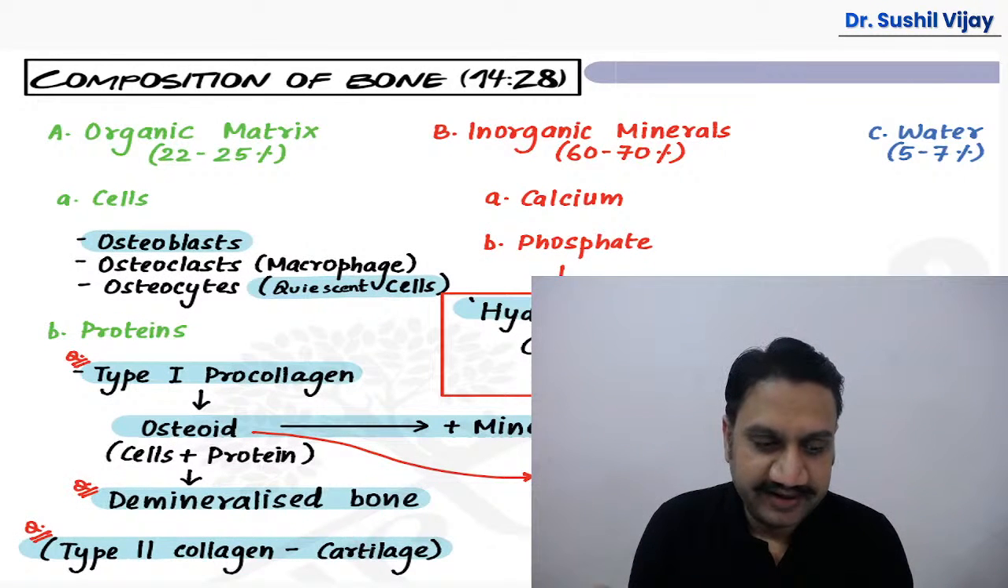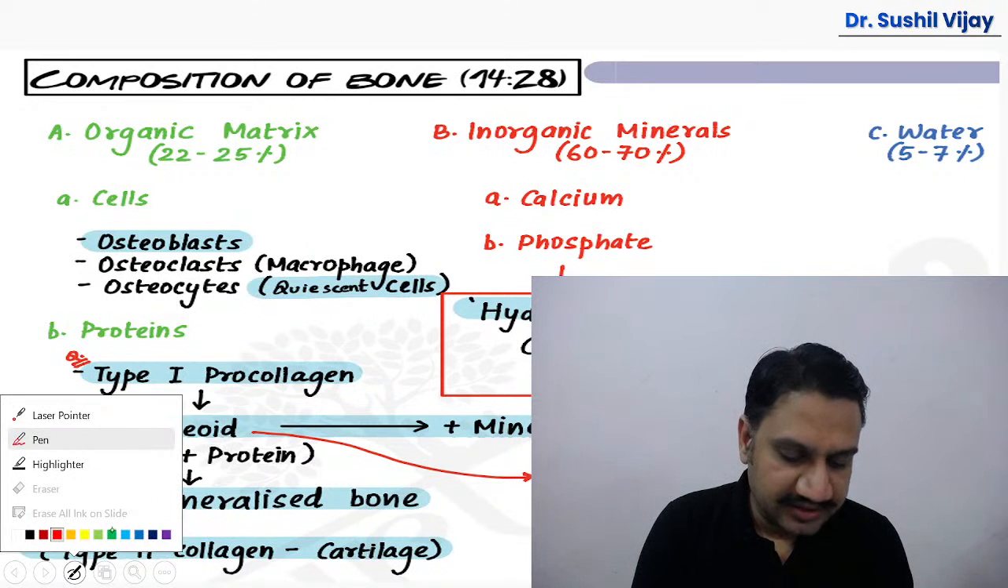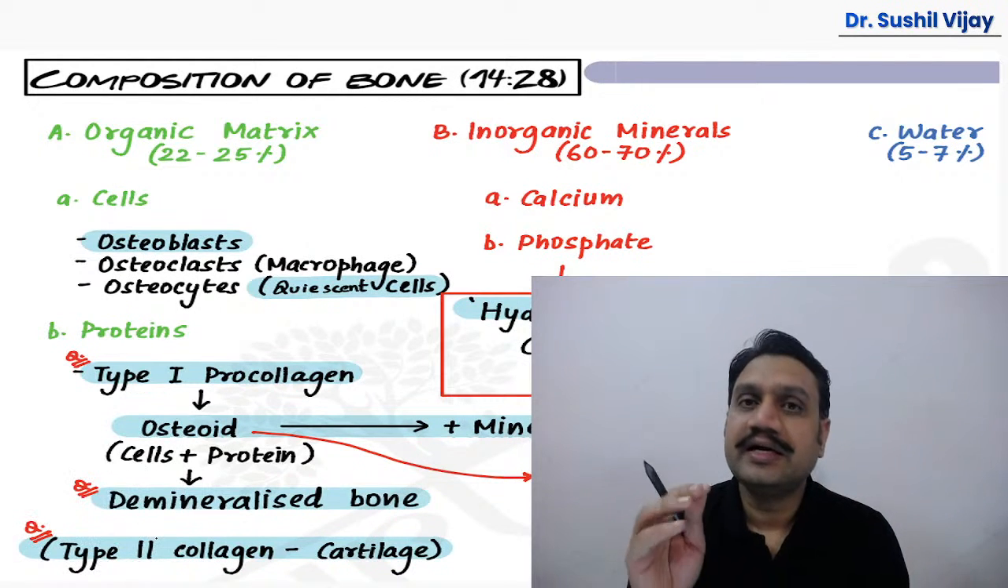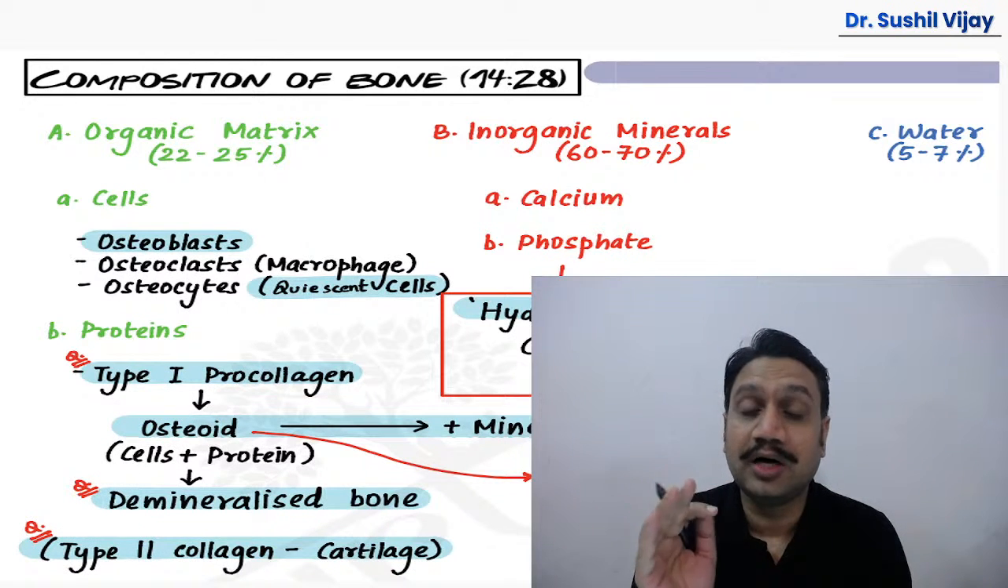Okay, so I'm just starting now. The very first topic, the simplest topic I have for you, from where questions have come in your previous years, is the basics of the bone: what is the composition of the bone, how is the bone formed.